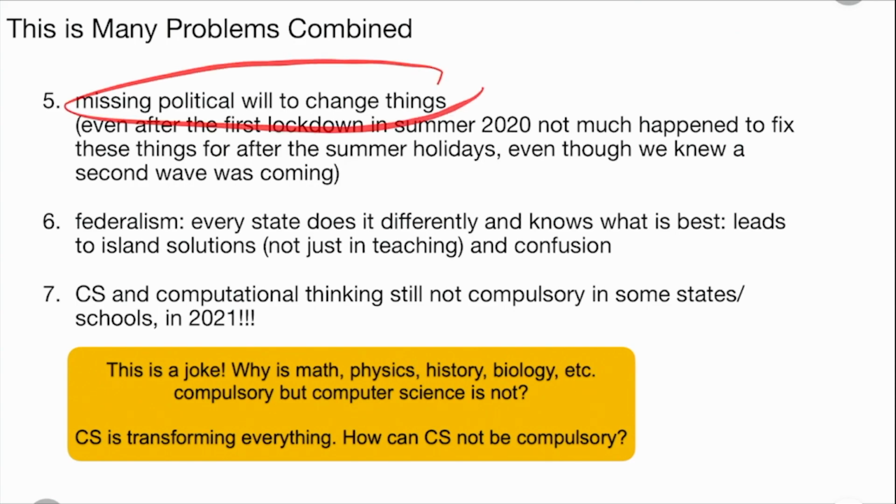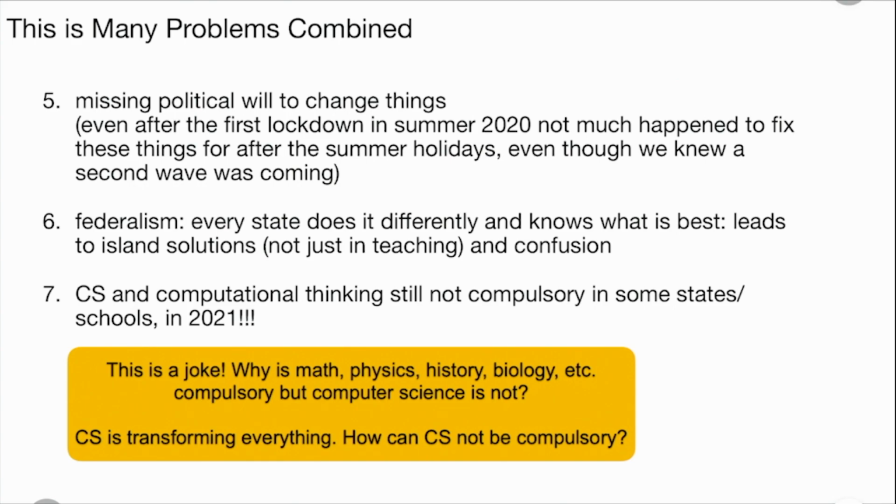So even after the first lockdown, which happened in summer 22, so I think that was even spring 22, not much happened to fix that for after the summer holidays. So the virologists said, hey, there's going to be a second wave coming up. We better be prepared. Yeah? Still nothing really happened, or not enough happened, even though we knew the second wave was coming.